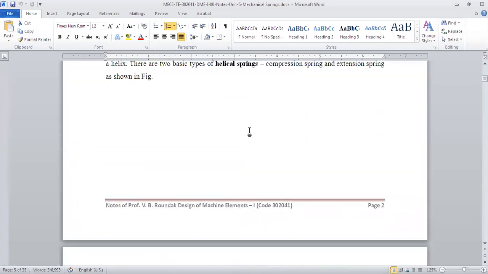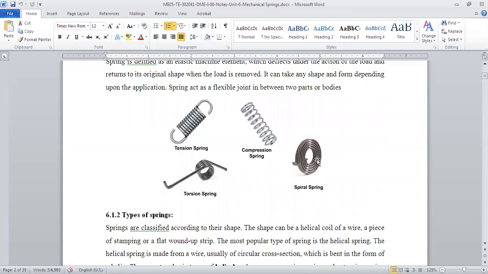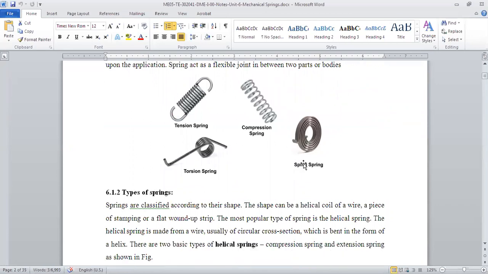Also there is another type of spring, that is the spiral spring. As I said, it will be used in toys or watches or applications like that.